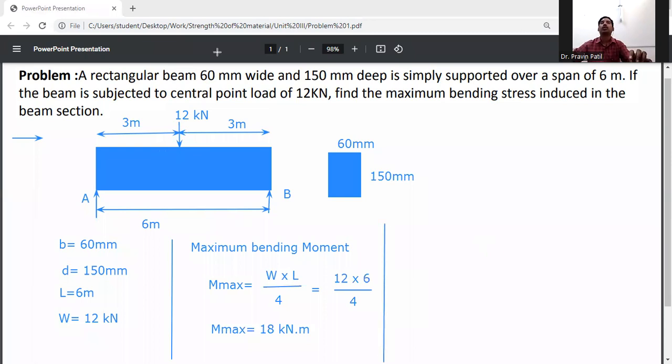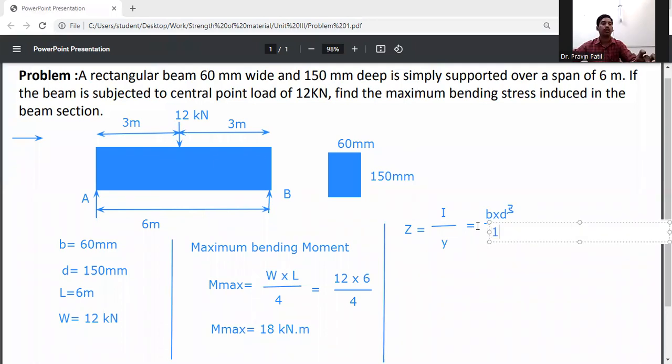So next, calculate the section modulus. Section modulus Z is equal to I by Y. I is the moment of inertia, and Y is the distance to the center of gravity. Okay. So I is equal to BD cube divided by 12.